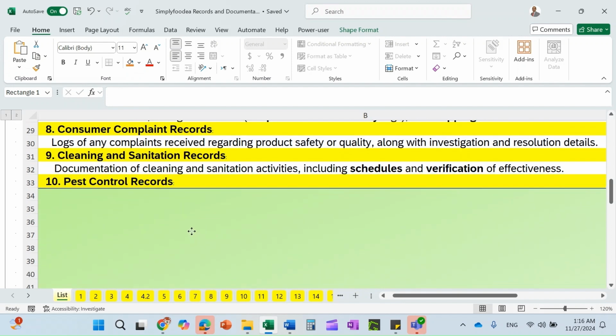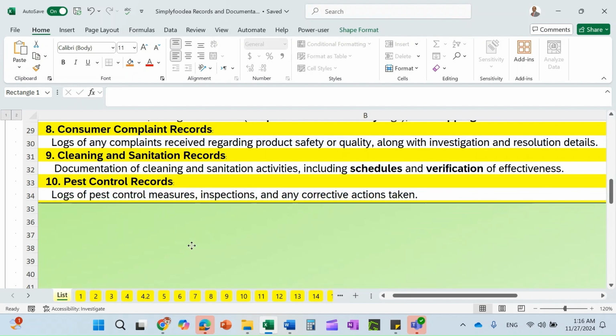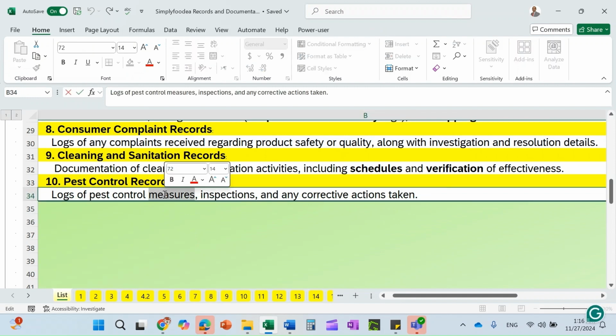Number 10, the most important thing also, is the pest control records. It will be the logs of the pest control measures, the frequency of the inspection, and any corrective action taken. Also, we'll talk about the pesticide used in the pest control prevention activities.